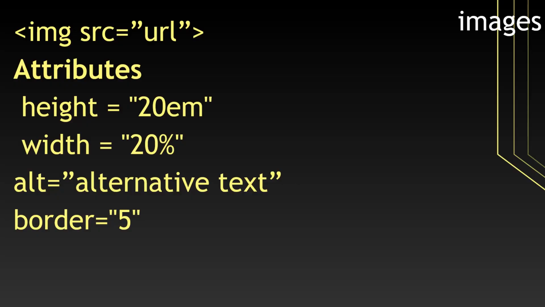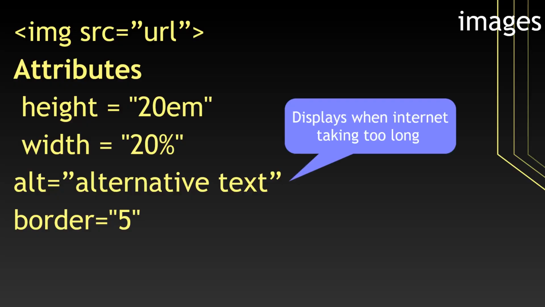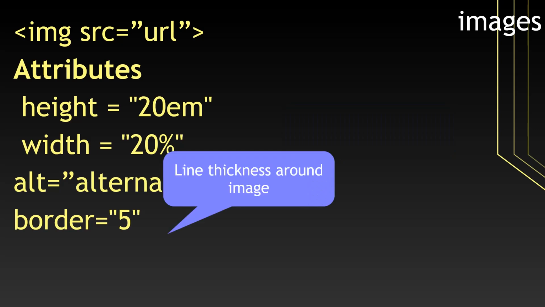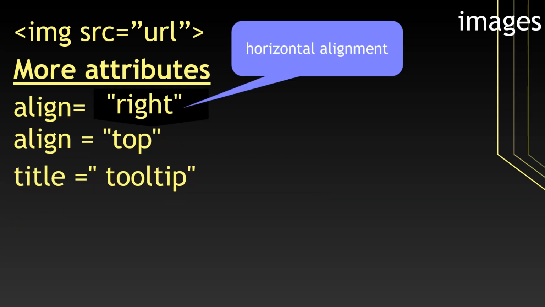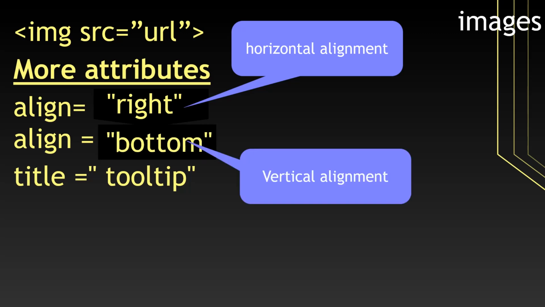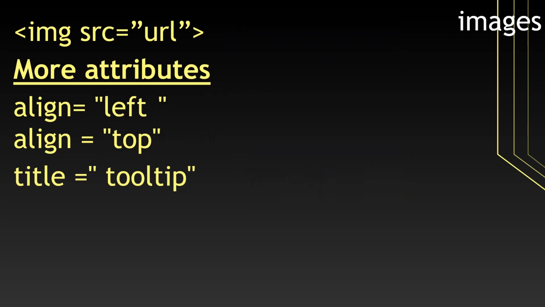Some more attributes of the image tag. There is the alt attribute. This is the alternative text that is displayed while the image loads. Border is how thick the line around the image must be. The align is another attribute. The left and right values are for the horizontal alignment. And the top, middle, and bottom values are for the vertical alignment. Title is the tooltip which can be seen as the mouse hovers over the image in the browser.